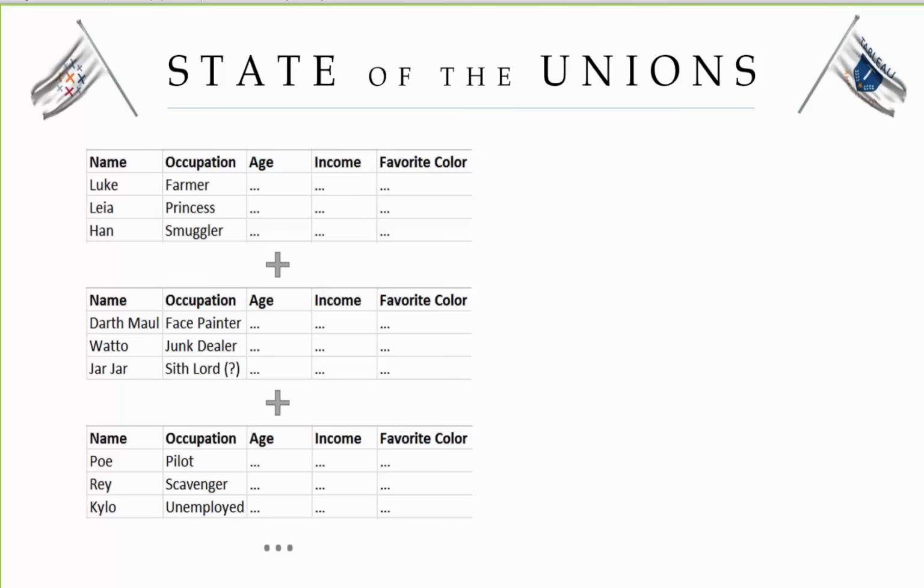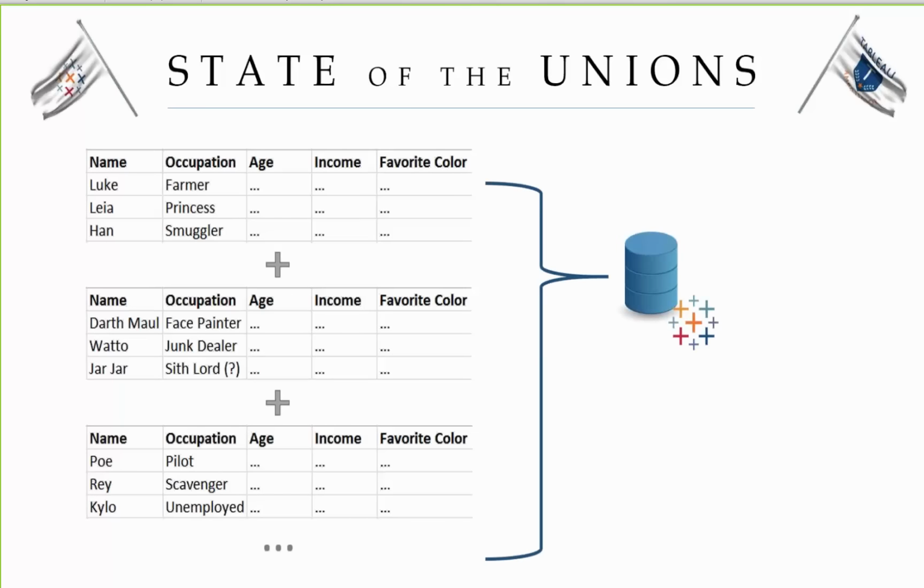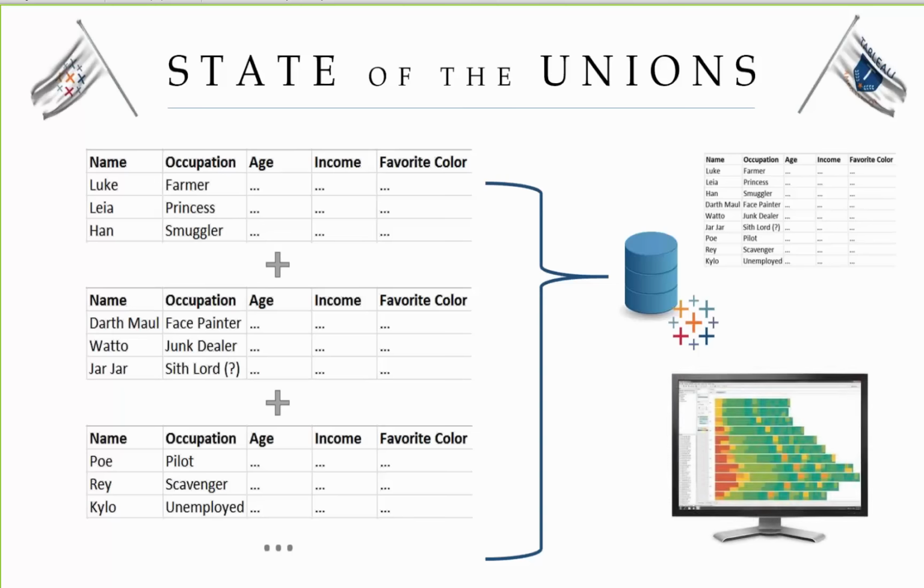I want to get all of those rows into one data source with just a single set of fields, and then all the rows from that data source, so that I can use it in Tableau to create visualizations, to create dashboards, and do everything that I love to do in Tableau. So that's the basic idea of a union.